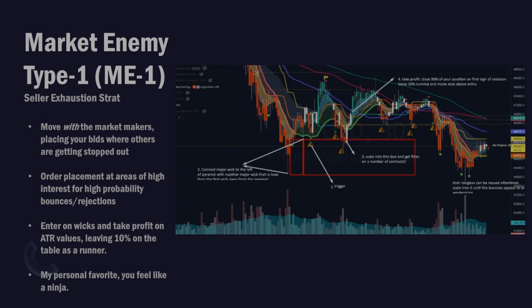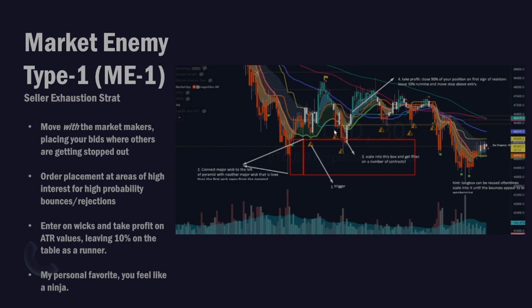So order placement is at areas of high interest for high probability bounces or rejections. We're entering in on wicks generally, taking profit on ATR, leaving 10% on the table as a runner. That is the philosophy that we teach here at MarketSpy, and it keeps you in the money. So yeah, it's my personal favorite. You feel like a ninja or sniper when you get these entries.